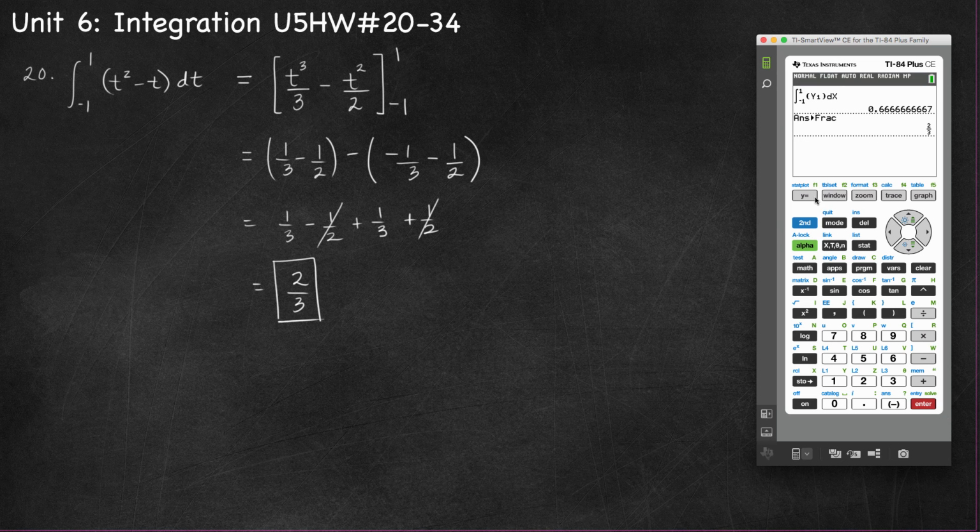Now I could also, if I had not entered my equation in y1, I could have just gone Math 9 from -1 to 1 and then enter the equation here manually. So it would be my t squared minus t with respect to x. And we get the same result.